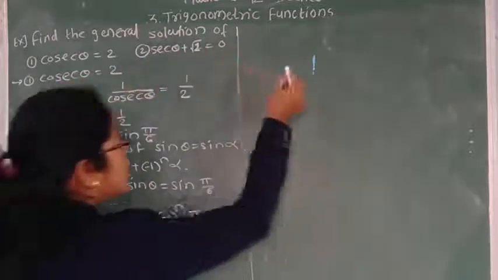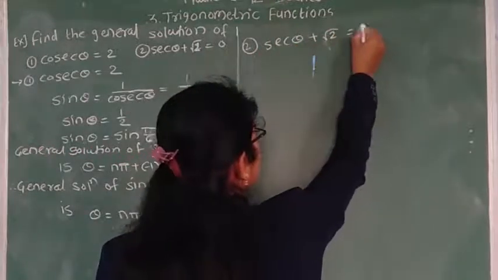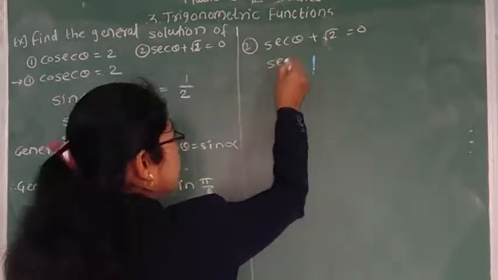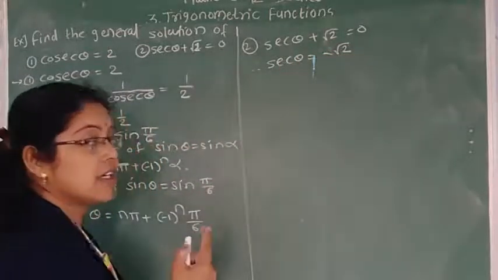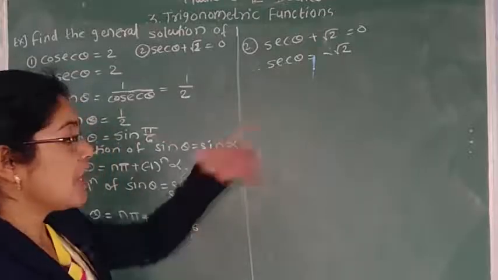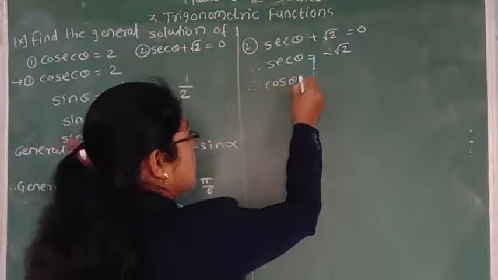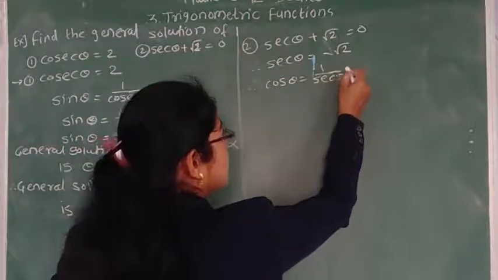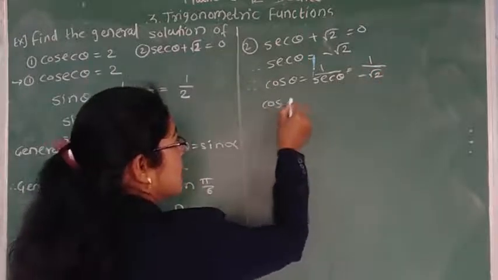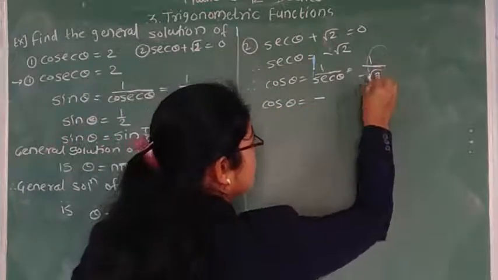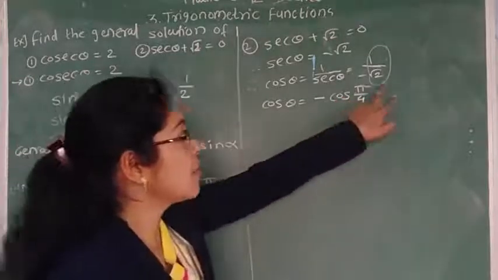Now the second example is sec theta plus root 2 is equal to 0. So therefore sec theta is equal to minus of root 2, and we will convert this sec into cos because we have formulas in sine, cos and tan. So cos theta is equal to 1 upon sec theta. So sec theta is minus of root 2. So cos theta is equal to minus of 1 upon root 2. Cos pi by 4 is 1 upon root 2.